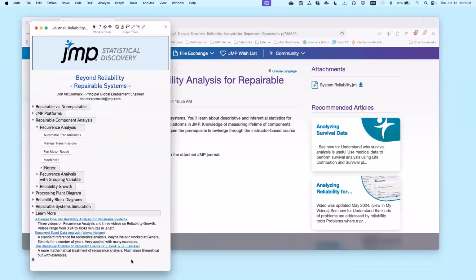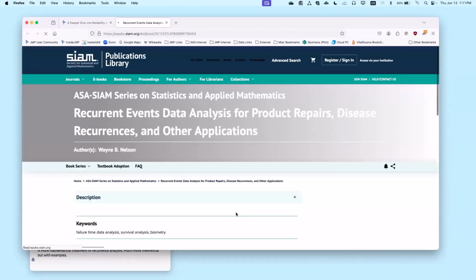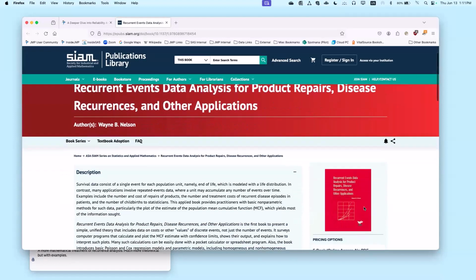If you want to dive a little bit more deeply in terms of having a text, say, many of the examples that I am going to be talking about today come from this book. This book was put out about 20 years ago. It's by Wayne Nelson. Wayne Nelson is, I believe, an ASQ fellow. He worked at General Electric for a number of years. Worked a lot in terms of modeling recurrence analysis. So this is a good book. If you're looking for something that's a little bit more applied, that doesn't necessarily go as deeply mathematically, this is a good place to start.